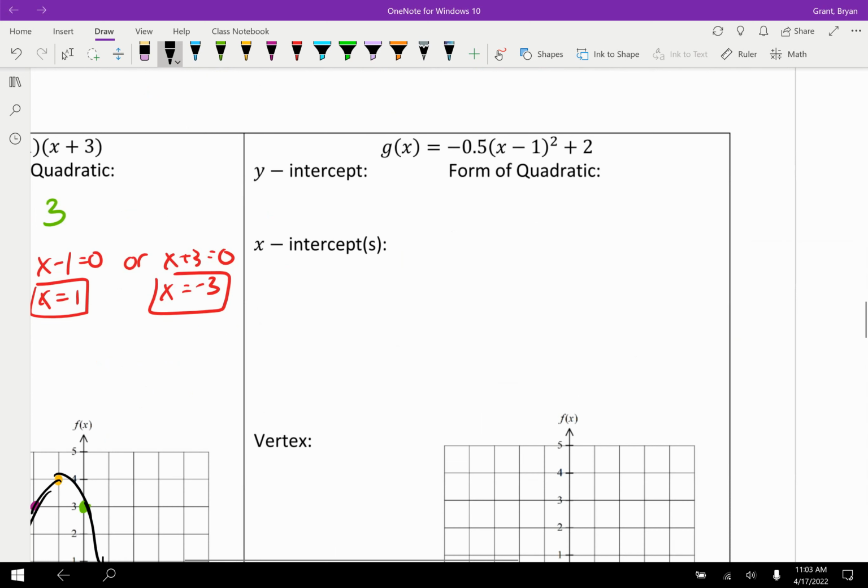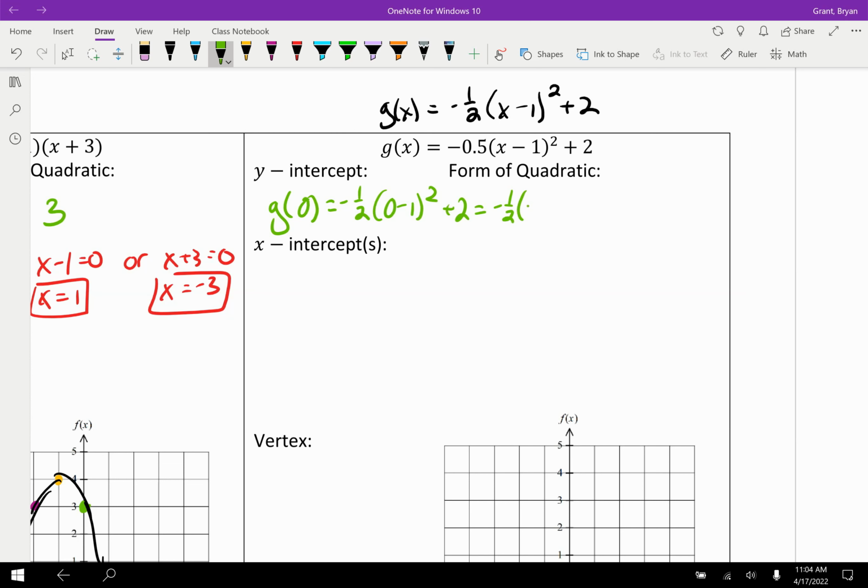Okay, looks like HK form to me. I'm going to do the same thing that I did with the absolute value. I'm going to think of this as negative 1/2, because I imagine at some point we're going to have to solve, and that's going to help us with our a value, which is good to mention that we have this fraction here. So, y-intercept first, nothing new. G of 0, we have negative 1/2 of 0 minus 1 squared plus 2. Negative 1/2, that's negative 1 squared plus 2. Negative 1 squared is 1, and negative 1/2 times 1 is negative 1/2 plus 2. 2 minus 1/2 will give us 1.5.